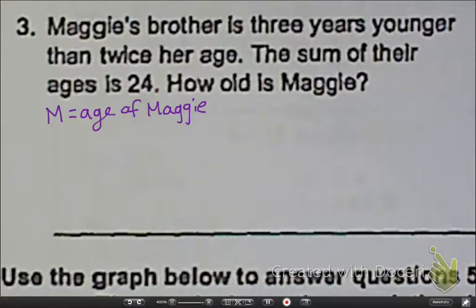So it says Maggie's brother is 3 years younger. 3 years younger. So let me think about this. If I'm 15 and my brother is 3 years younger, that makes my brother 12. Okay, how did I get that? Well, 15 minus 3 equals 12. So we don't know if Maggie is 15 or not, but let's just say that Maggie's age minus 3 is how you figure out that part. So it says Maggie's brother is 3 years younger than twice her age. Oh, we forgot about that twice her age part.